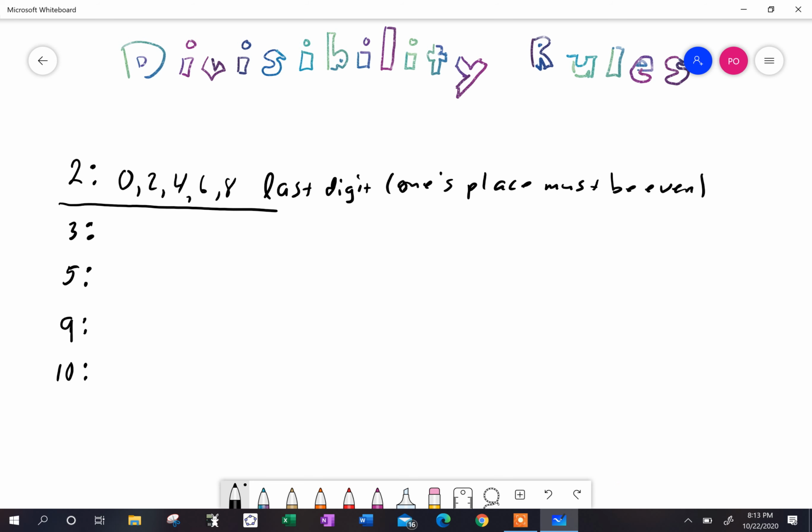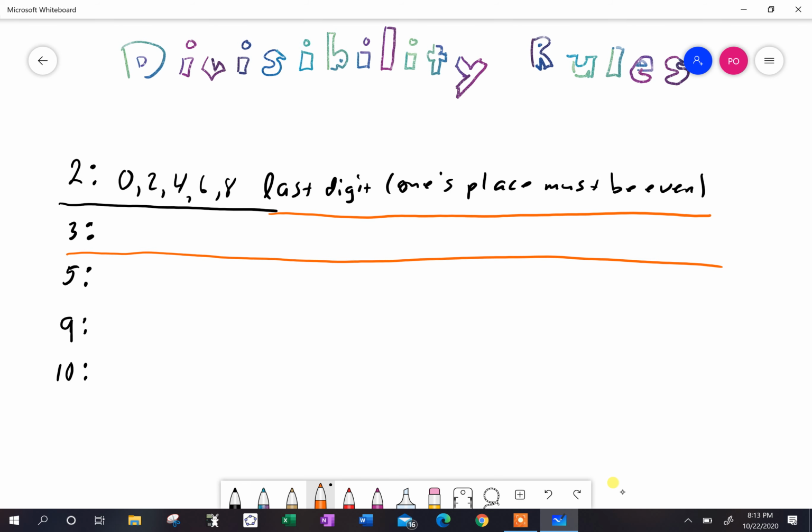The 3 is a little bit more tricky to understand, but it's actually not all that bad if you look at some patterns. So I'm going to just put in some numbers: 3, 6, 9, 12, 15, 18, 21, 24, 27, 30, 33, and 36. So I just want to show you something real quick.